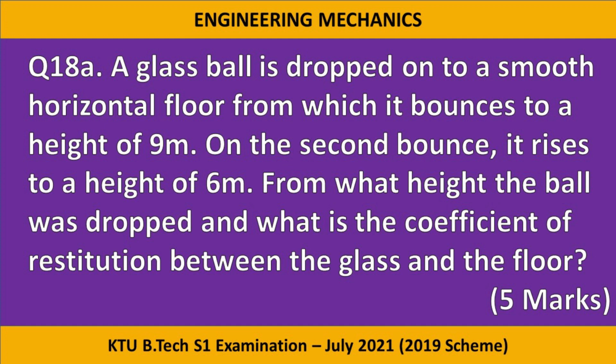Question 18a. A glass ball is dropped onto a smooth horizontal floor from which it bounces to a height of 9 meters. On the second bounce, it rises to a height of 6 meters. From what height was the ball dropped? And what is the coefficient of restitution between the glass and the floor?